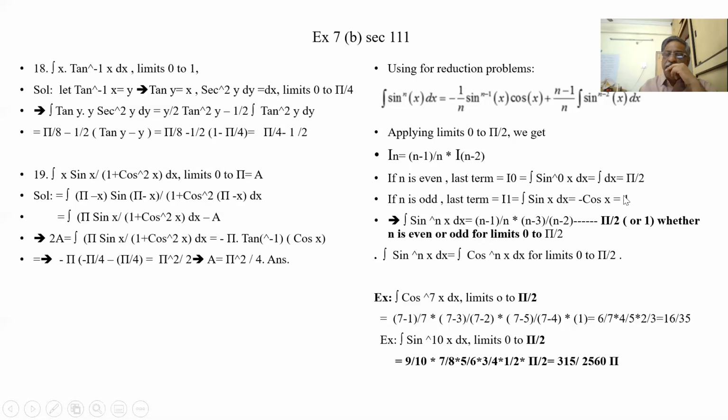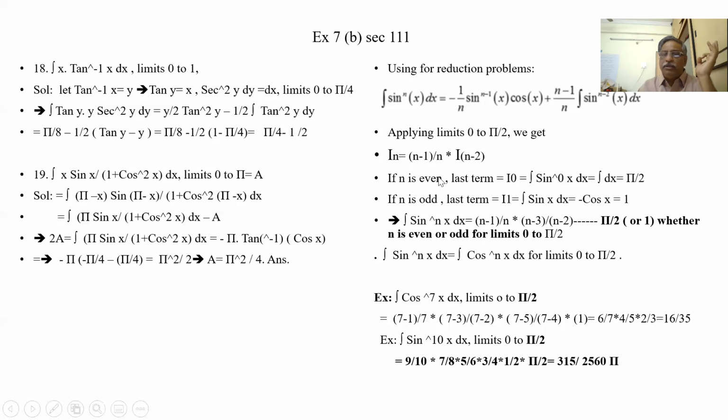So always remember, when I am getting 1 by 2 in the expansion of sine to the power of n x in the last, it will be pi by 2. If I am getting 2 by 3, it is 1. Always remember, 1 by 2 is pi by 2. Wherever you get 2 by 3, it is into 1, because that is even and odd.